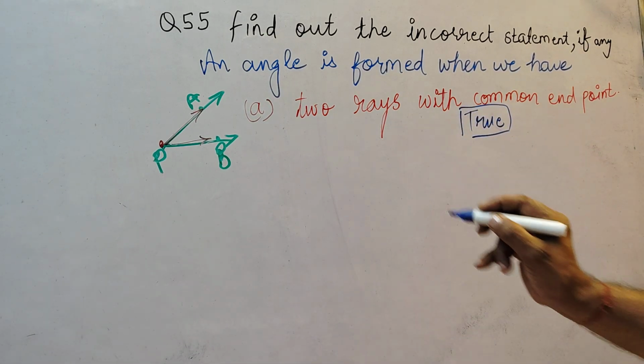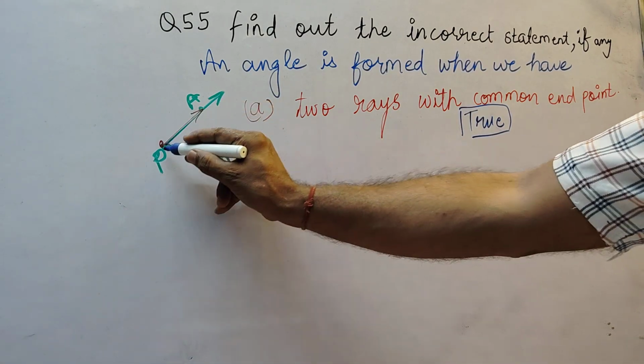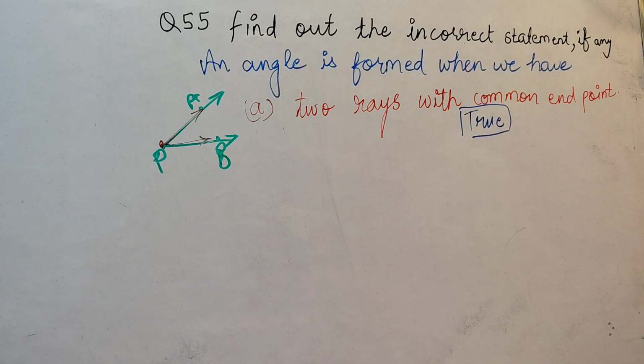It is true. Why is it true? Because both the rays are starting from P. That's why P is the common point for both the rays.